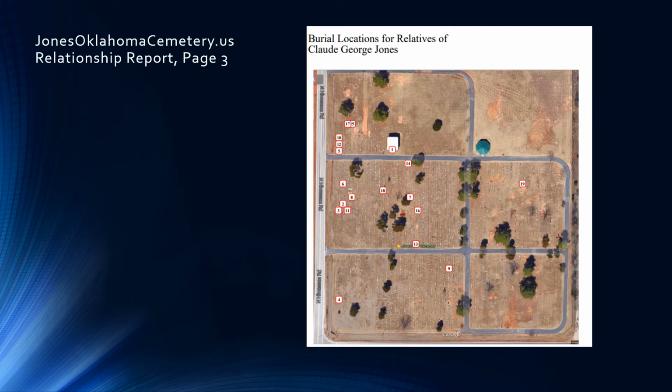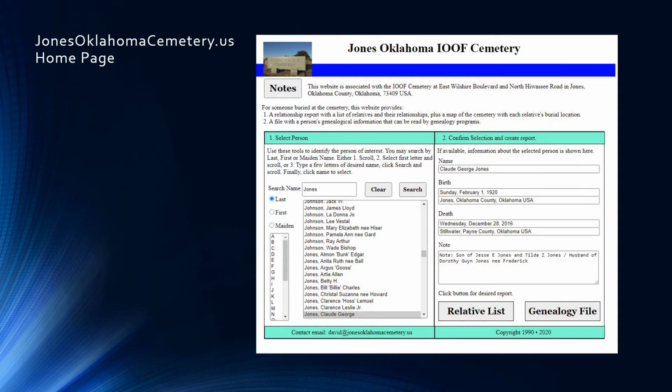Remember that Claude and Dorothy had map key number 1? We see that square number 1 is here, above the door to the mausoleum, and Claude and Dorothy are buried in the mausoleum. The square with map key number 2 is here on the left center of the cemetery, and that is where Claude's parents are buried. In summary, this tool allows someone to identify all of the relatives and see where they are buried. Back to the main page of the website.